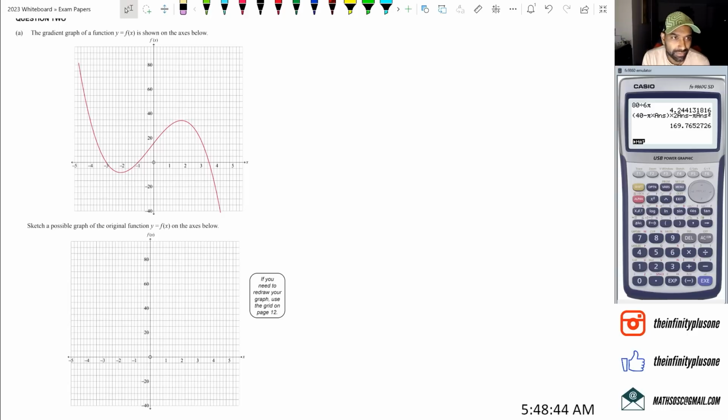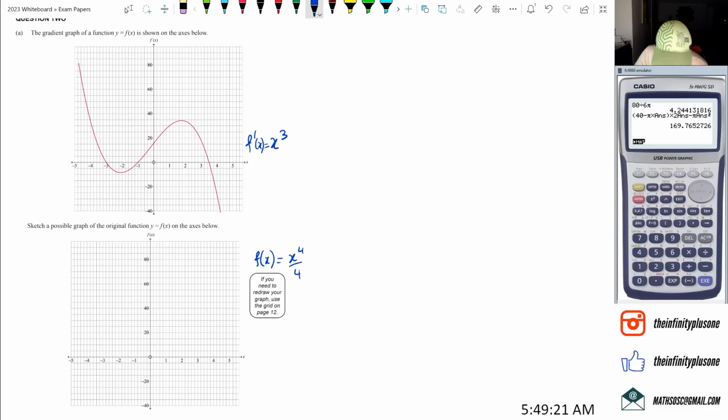But really, the most annoying thing about this question is that they've given you the gradient function, and then they are asking you to find the original function, which is kind of stink. This is a cubic here, which is an x cubed, but this is the gradient function. So if you want to find the original function, you're going to have to integrate this, which means you're going to get x to the power of 4.